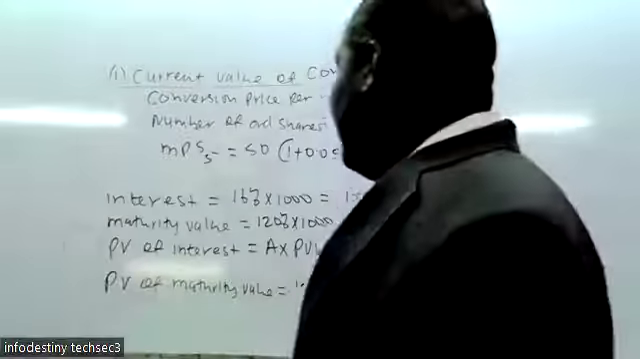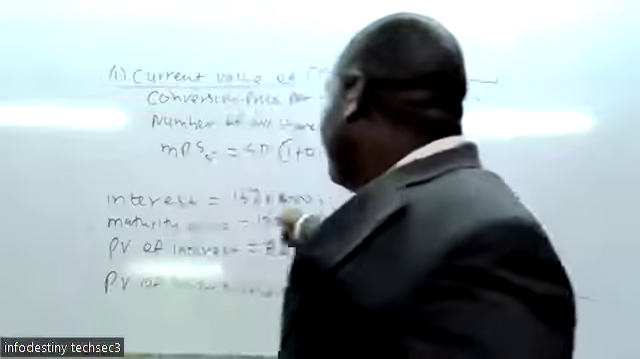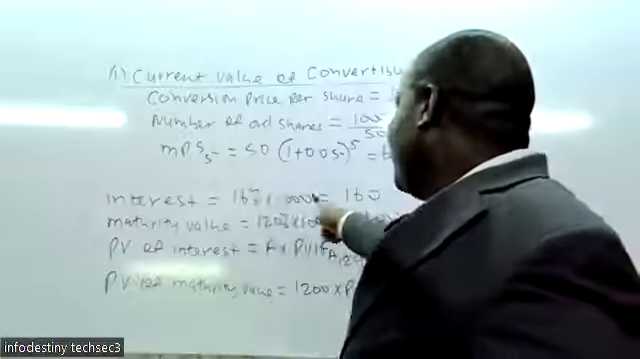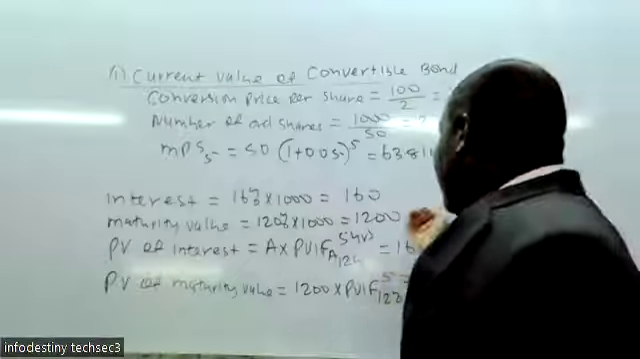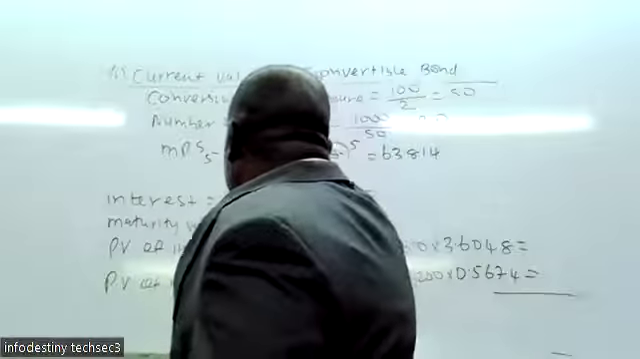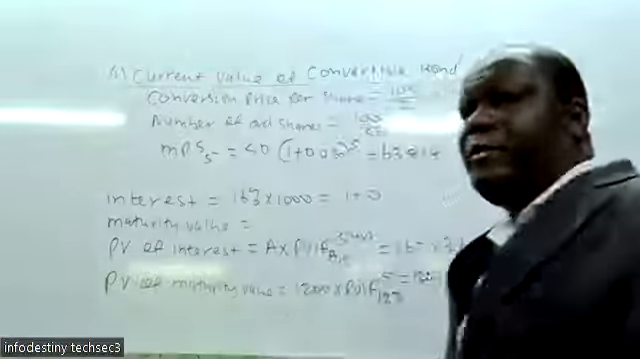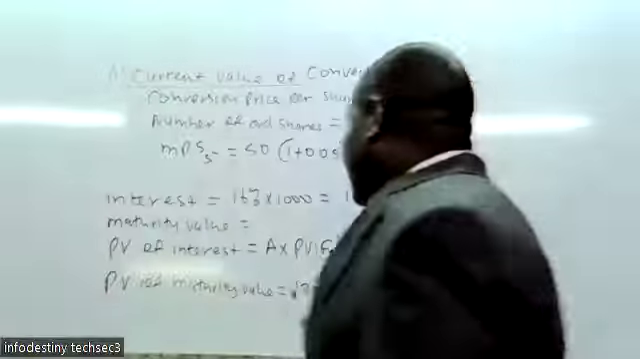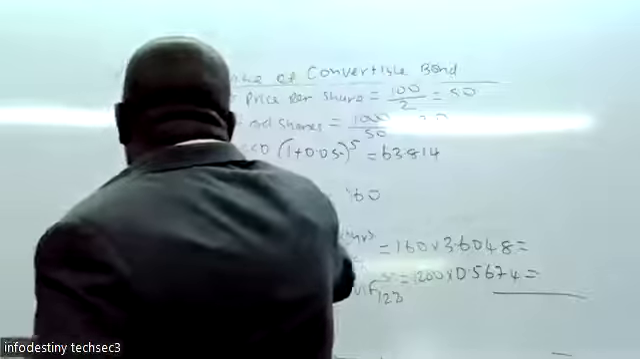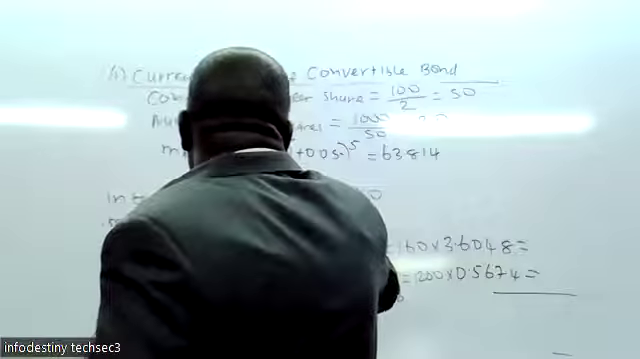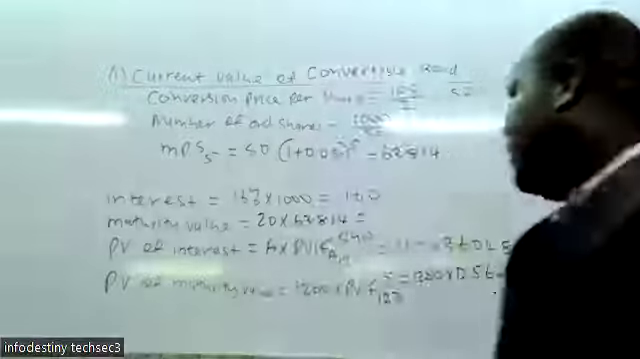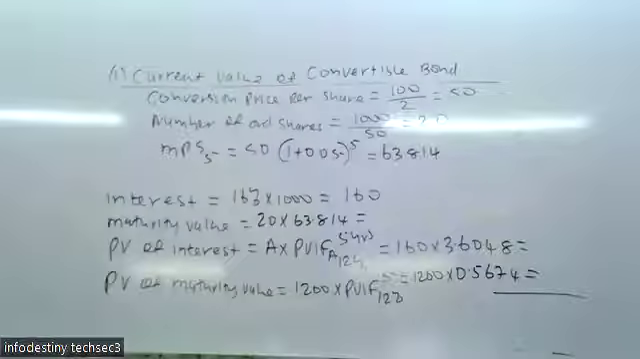Now from there, the interest is not changing. Interest will still be 16% of 1,000. What is changing is the maturity value. We converted into 20 ordinary shares, so multiplied by 63.814, because that will be the price per share after 5 years. The interest is not changing, so you get that.